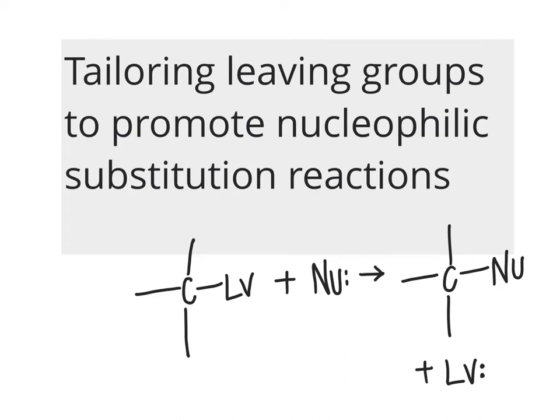What we're going to focus on in this segment is how the structure of the leaving group that breaks away during the course of a nucleophilic substitution reaction will impact the rate of that reaction. In other words, can we carefully select what leaving groups we use in our starting materials in order to make nucleophilic substitution reactions go more effectively?